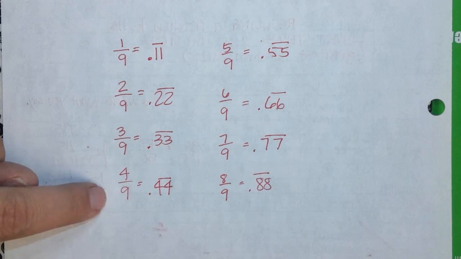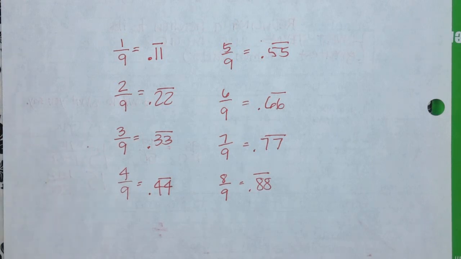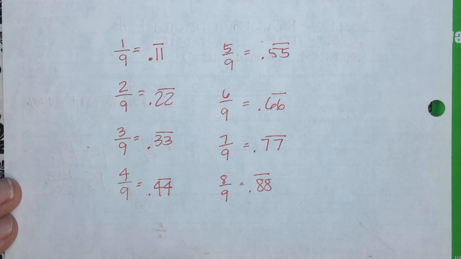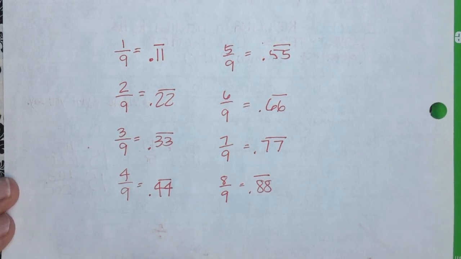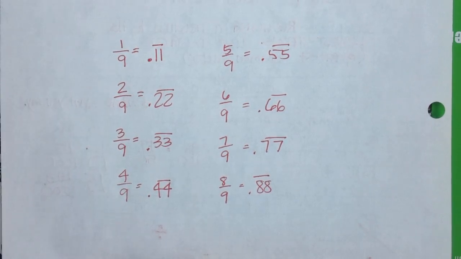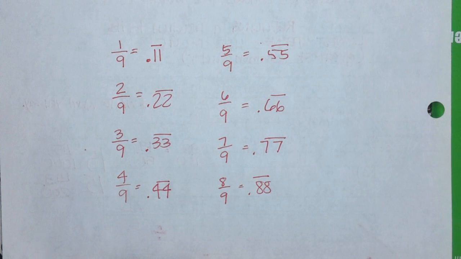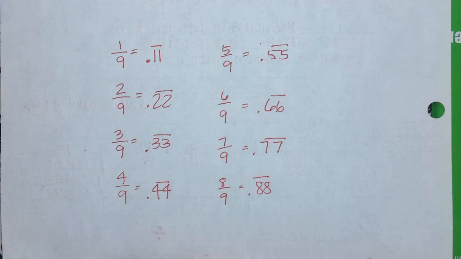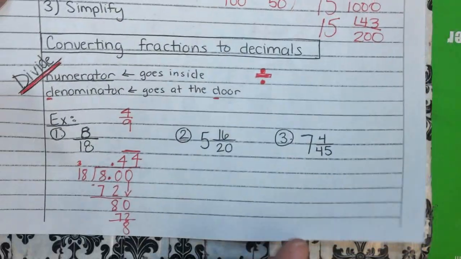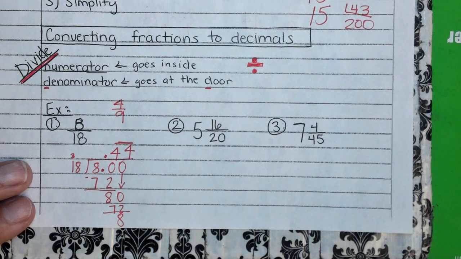This is just a good rule to go ahead and know. All right, everybody see the pattern? Good? Okay. Any fraction over 9, and we're talking 1 through 8, is going to be that number repeating. It'll be one whole. Okay, so let's go back and look at our next one.